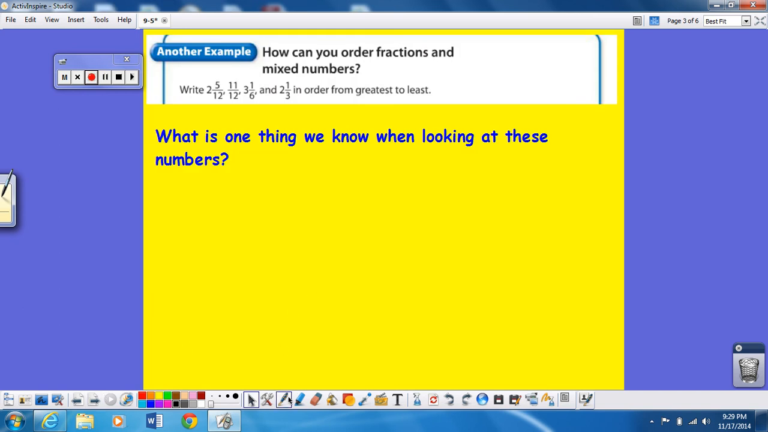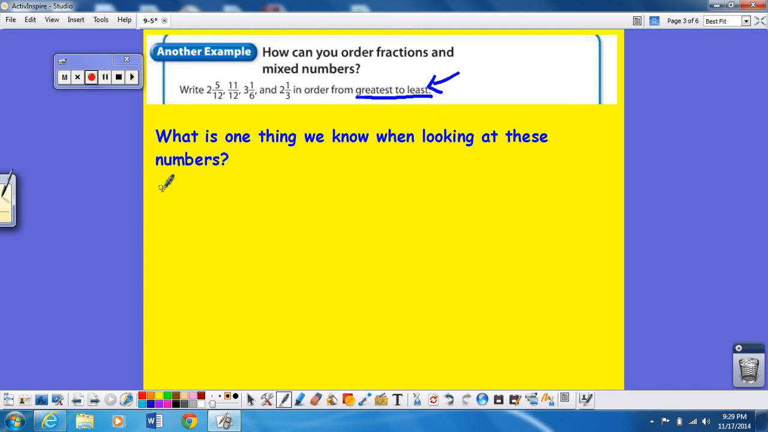Now, when we throw mixed numbers into the picture, it starts to become a little clouded. So I want us to look at these 4 numbers here. Some of them are mixed numbers, some of them are proper fractions. What is one thing that we know when we look at these numbers? Now let's go back up and read the question. Write these numbers in order from greatest to least. So that's the first thing I would do, is underline that and remind myself that I'm looking for the biggest number first.